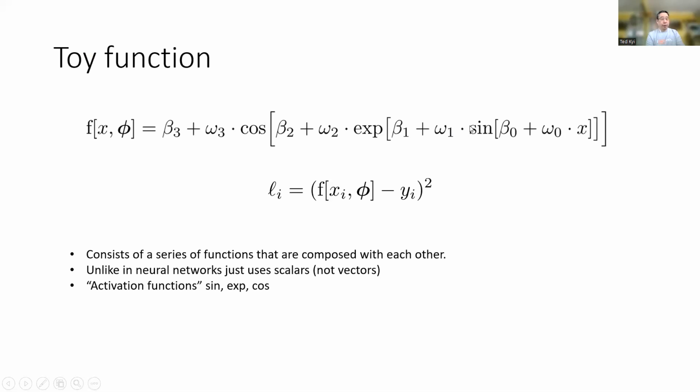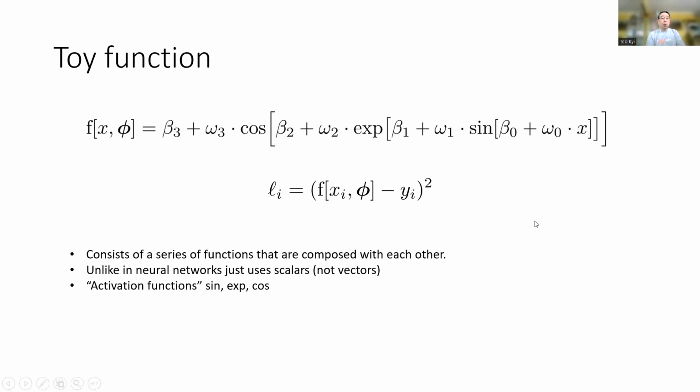Again, this is still just a real number. Multiply it by a third weight, add a third bias, and again, just a real number, and take the cosine of that. And now we have a fourth weight we multiply that by, and a fourth bias that we add. So this is fairly complex, but this is not vector calculus. You can solve this with just regular calculus because this is just single variables.